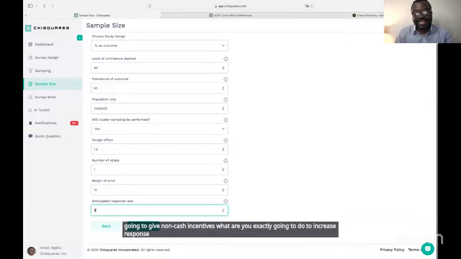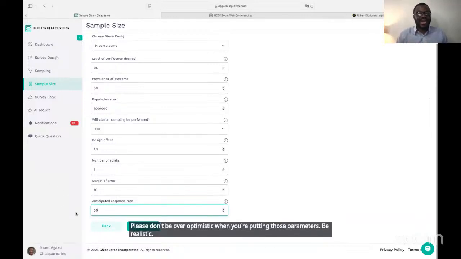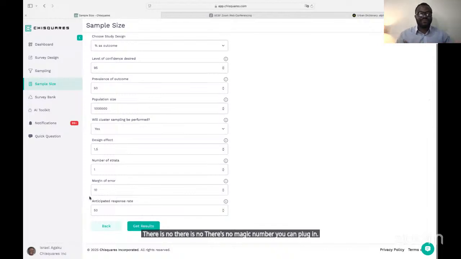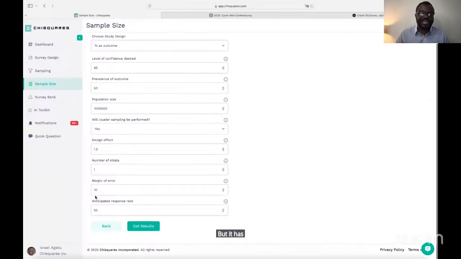So let's say that I hope my response rate is going to be 50. Please don't be over optimistic when you're putting those parameters. Be realistic. And there's no magic number you can plug in. All sample sizes are wrong. So we need to understand that every sample size you ever calculate is wrong. It's just an estimate. It's guesswork, but it has to be a guess that makes sense, right?